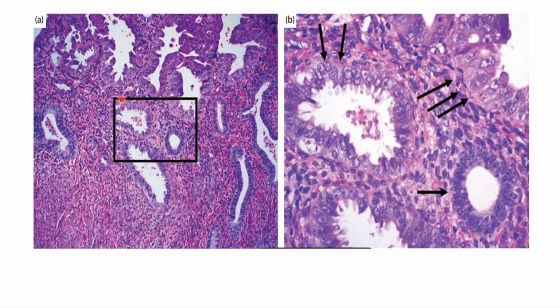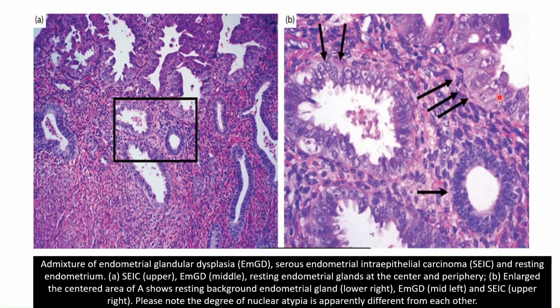So if we see here a high power view of this portion, we can easily appreciate the normal atrophic endometrial gland, endometrial glandular dysplastic features, and highly atypical glands in the form of high NC ratio, vesicular chromatin, prominent nucleoli, loss of polarity. So these are the SEIC features. So this is an admixture of glandular dysplasia, intraepithelial carcinoma and resting endometrium.